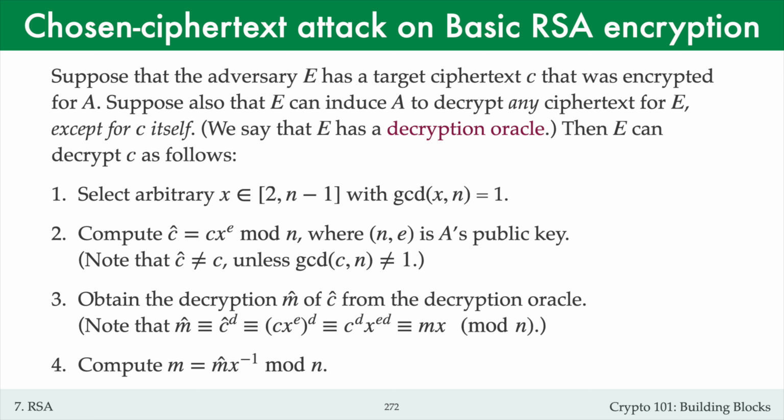Then Eve can compute m by multiplying m hat by x inverse modulo n. Note that x inverse mod n exists since x and n are coprime.